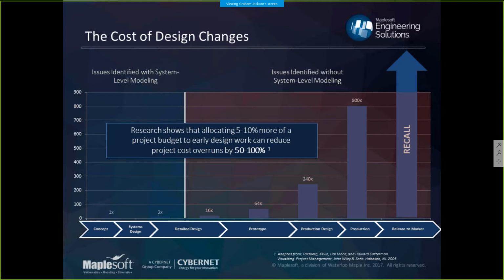And there's this other piece of research showing that when companies would allocate 5 to 10% more of their budget to early design work, which is included with system level modeling, this can actually help reduce project cost overruns by 50 to 100%. This research was taking a wide variety of programs that NASA had run over the years and reliably would show that if they just put a bit more money up front into their early design work, the cost overruns decreased dramatically.